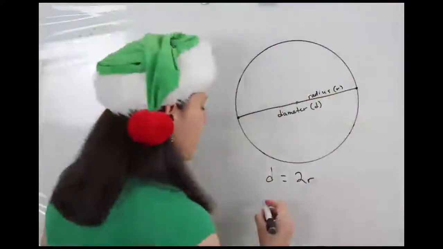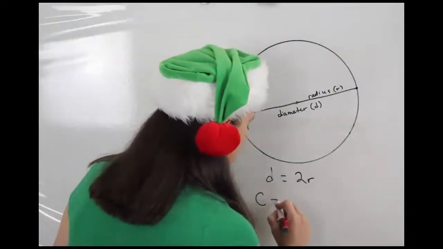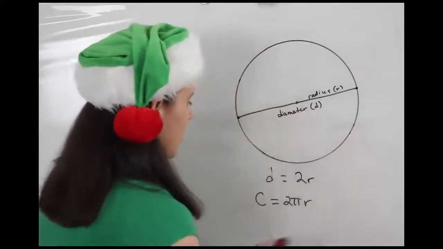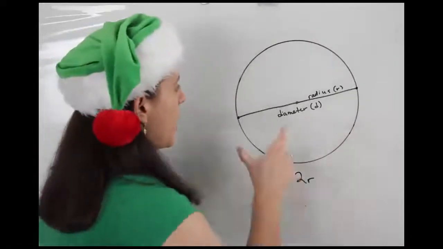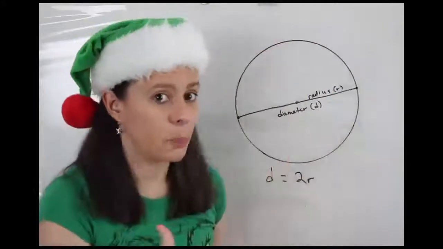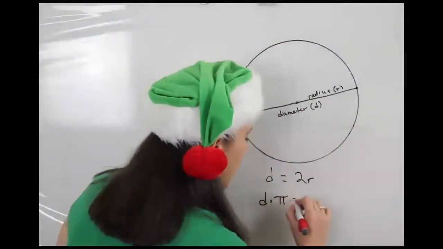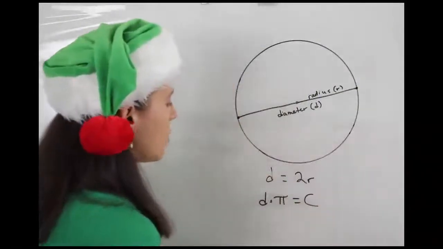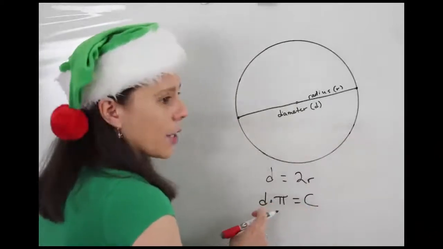We know that the formula for circumference is 2 pi r. And the reason is because, actually, I'm going to erase that. I'm going to backtrack a little bit. The reason is because if I have the diameter and I multiply that by 3.14, which is pi, I'm going to get the circumference of the circle. So the circumference is going to be d, or the diameter, times pi.